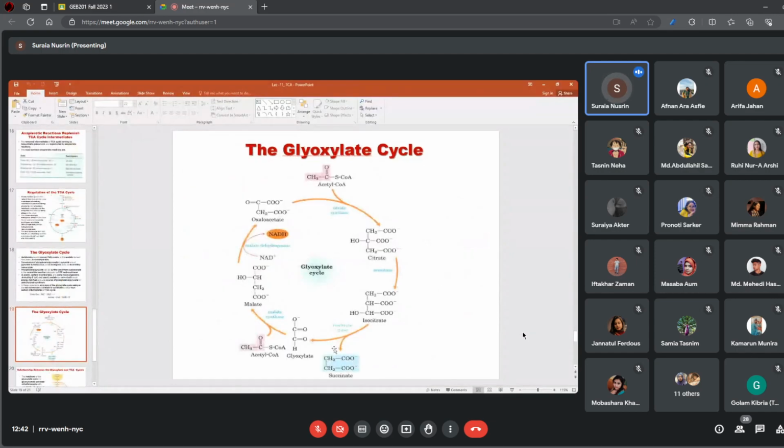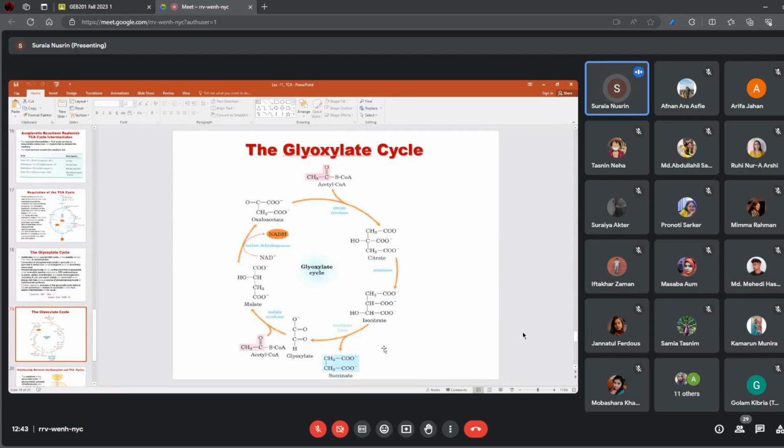Okay, we'll look at the cycle here. The cycle starts in the same way as the TCA cycle. Oxaloacetate condenses with acetyl CoA by the same enzyme, citrate synthase, and we get citrate. In the next reaction, citrate is converted to isocitrate by two consecutive reactions, which are more clearly shown in the TCA cycle. In the next step, this isocitrate undergoes a cleavage reaction. It breaks down by the enzyme isocitrate lyase.